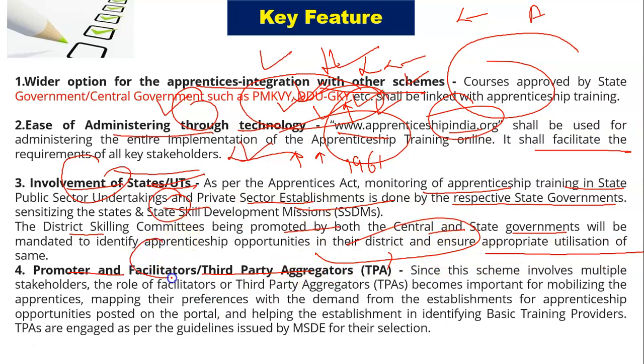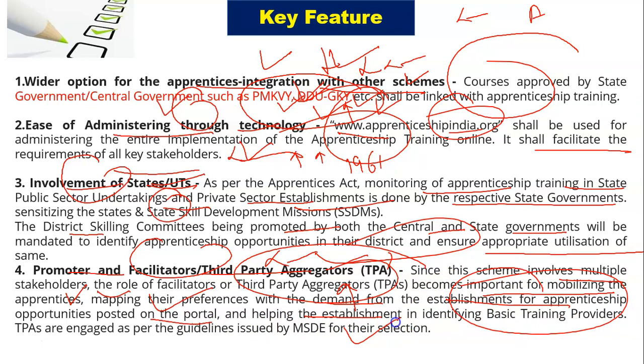The promoter, the facilitator, or third party aggregator. Very important point, because this scheme involves multiple stakeholders. So the role of the facilitator or third party is a must in this scheme. This TPA, that is third party aggregator, becomes important for mobilizing the apprentices, mapping their preferences with the demand from the establishments, for apprenticeship opportunities posted on the portal, and helping the establishments in identifying basic training providers.